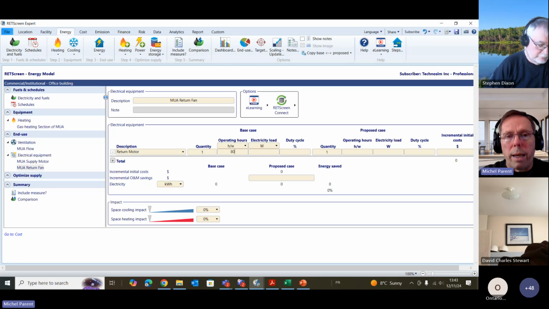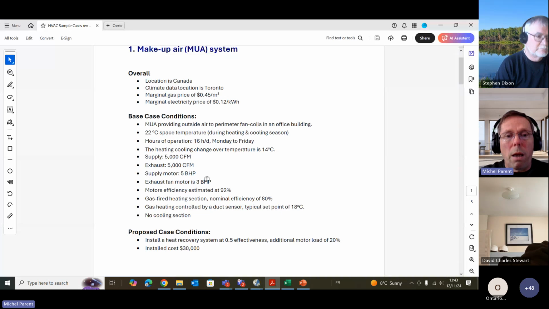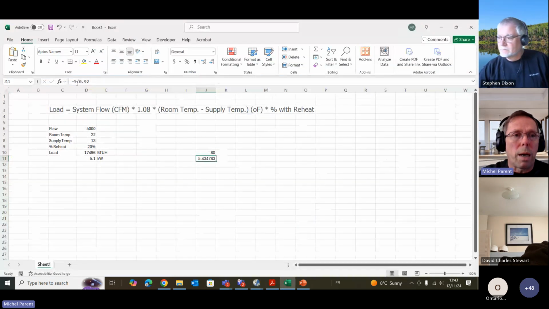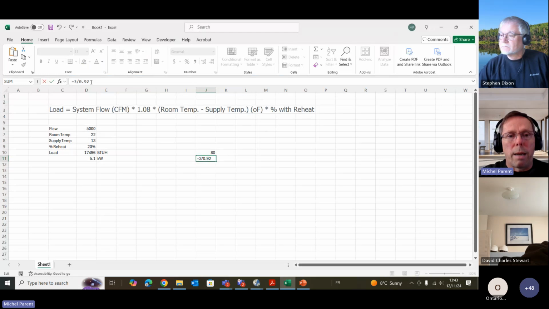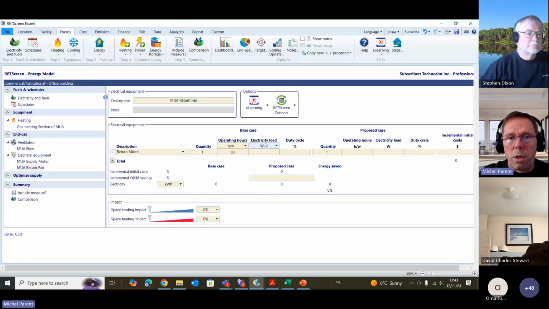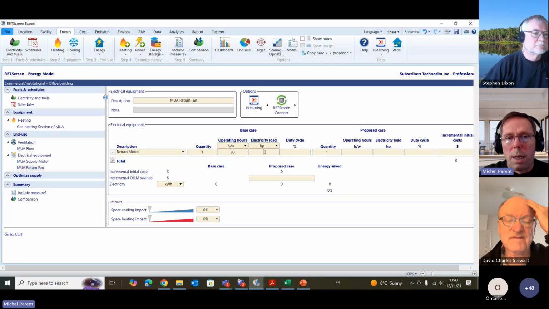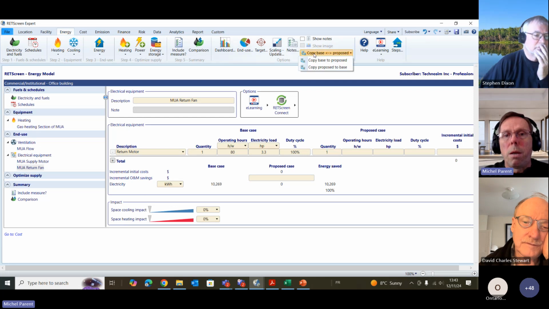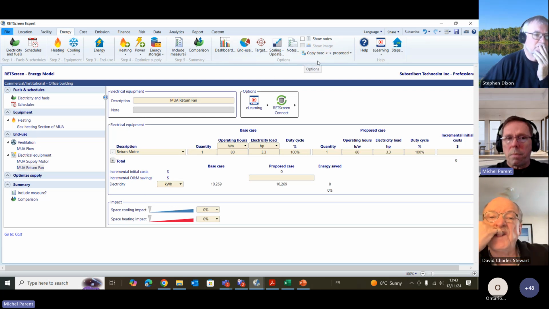And it's going to be 80 hours per week, just as before. And this one is 3 brake horsepower. Again, you have to go back. If you are good in math, you do that in your head. I am not. So it's 3.3. And you change the unit to horsepower. And it's 3.3 horsepower, electrical horsepower. And now I'm going to do copy base to proposed. And we have our system completely defined.